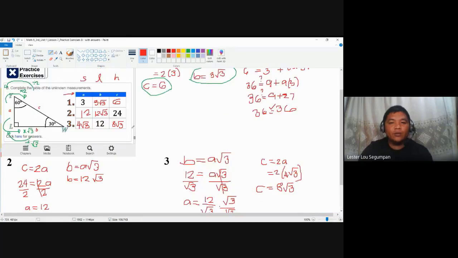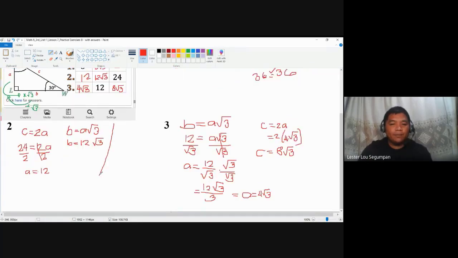If you're not convinced with this, you could always check using the Pythagorean theorem about the relationships. Let's just try number 3. So you have 8 square root of 3, that's your C, squared must be equal to A, 4 square root of 3 squared, plus 12 squared. Distribute, that's 64 times 3, question mark. That's 16 times 3 plus 144. 64 times 3 is 192, if I'm correct. 16 times 3 is 48. Sorry for that. 48 plus 144. When you add them up, 192 is equal to 192.